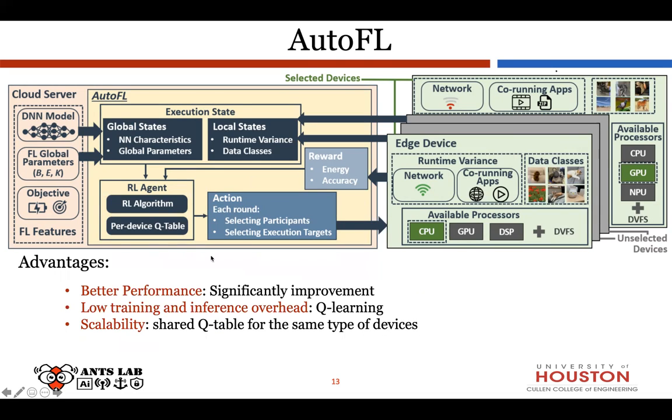And their method has 3 advantages. The first one is better performance, which means they can significantly improve the energy efficiency and the convergence speed. The second one is low training and inference overhead, because they use the Q-learning algorithm, a very simple and easy reinforcement learning algorithm, so the training and inference overhead is low. And the third one is scalability. They can share the Q table among the same type of devices. Therefore, it can support a lot of devices, and it has better scalability.